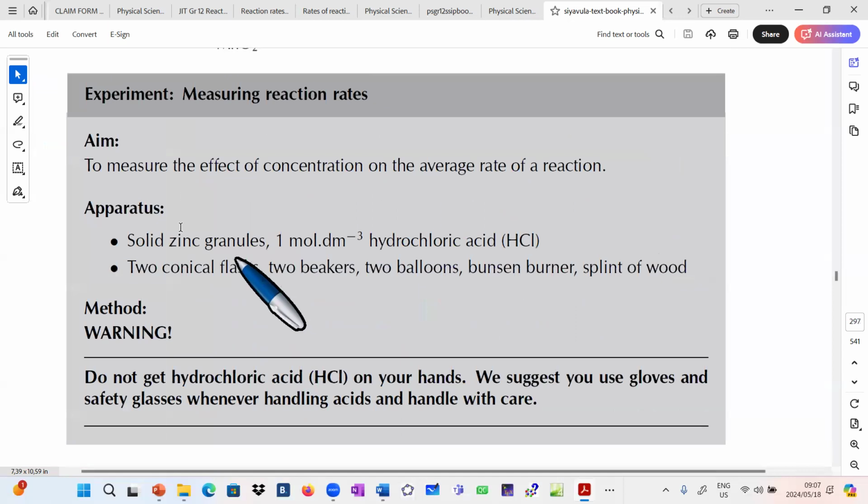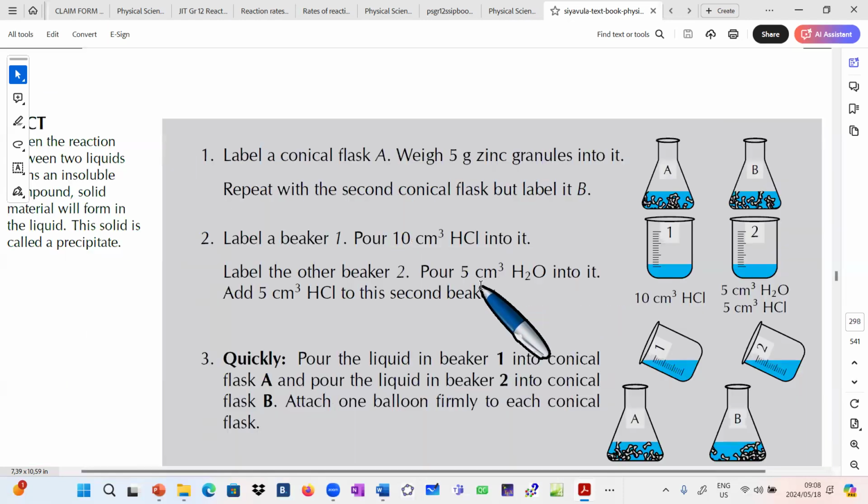Okay, yeah, it is obvious now. If you want to measure reaction rates, the aim of this experiment becomes to measure the effect of concentration on the average rate of a reaction. Right, so I take the apparatus, which is your solid zinc granules, at 1 mole per decimeter cubed, and we have the hydrochloric acid, HCl, 2 conical flasks, 2 beakers, 2 balloons, a Bunsen burner, and a splint of wood.